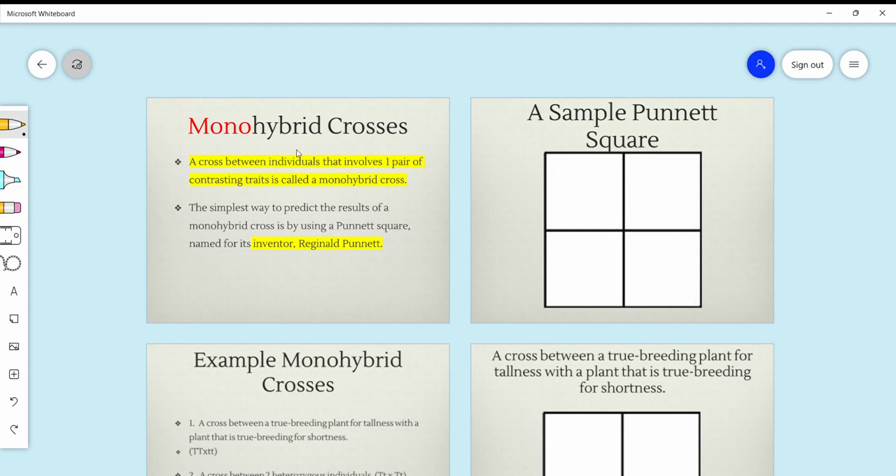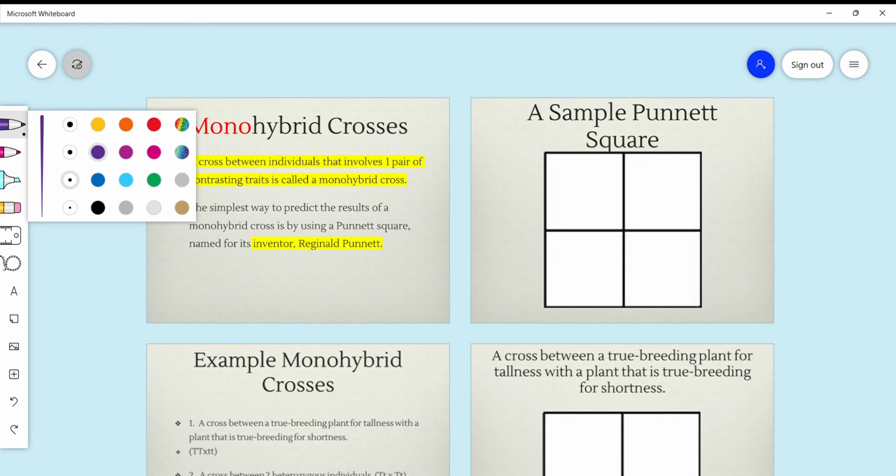All right, remember that a monohybrid cross is only a cross between individuals that involve one pair of contrasting traits, called a monohybrid cross. So mono meaning one. We know that, all right? The simplest way to predict the results of a monohybrid cross is by using a Punnett square, named after its inventor, Mr. Punnett.